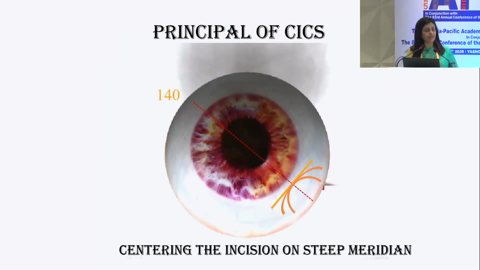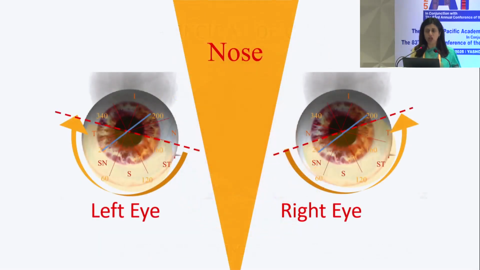So this slide is very important. Here we say the principle of customized incision cataract surgery is that you will have to center your incision on the steep meridian. Whatever the size and the shape of the incision, the vector forces act on both sides and help in neutralizing the astigmatism. This is the slide showing the surgically accessible area for customized incision cataract surgery.